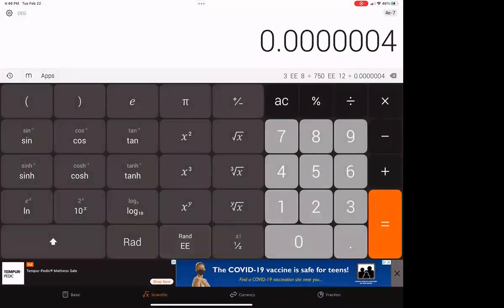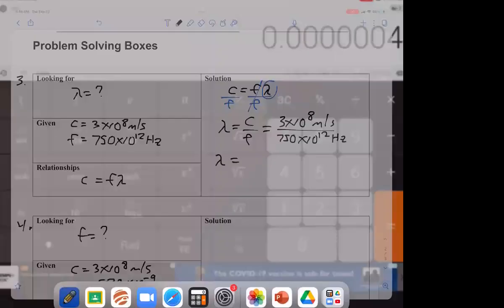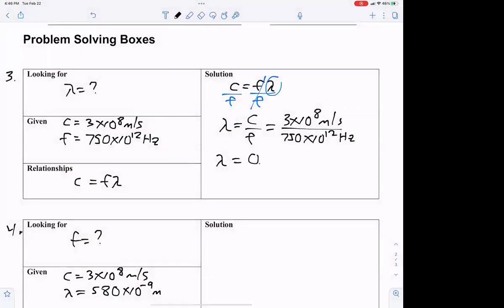Now, notice, in order to put this in proper scientific notation, I have a decimal point, 6 zeros, and a 4. So I get this answer, 0.0000004 meters. Well, in proper scientific notation, I'd have to move that decimal over 1, 2, 3, 4, 5, 6, 7. So it's 4 times 10 to the negative 7 meters.